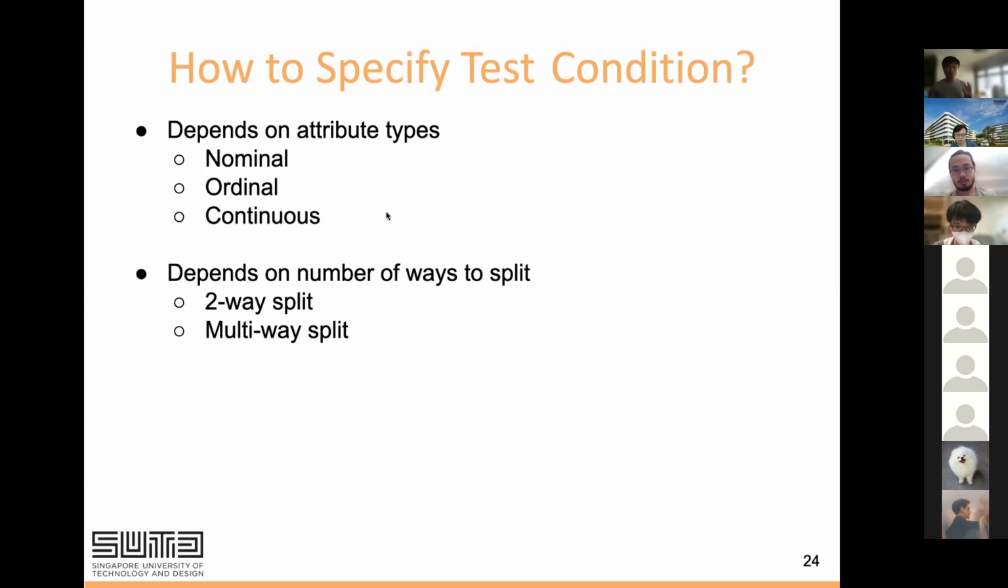So it depends on 2 things: the attribute type and the number of ways to split. For the attribute types, we have nominal features, ordinal features, and continuous features. I believe most of you have gone through a stats class, so this should be quite familiar. Then the number of ways to split, like I mentioned, we can do a 2-way split or multi-way split.